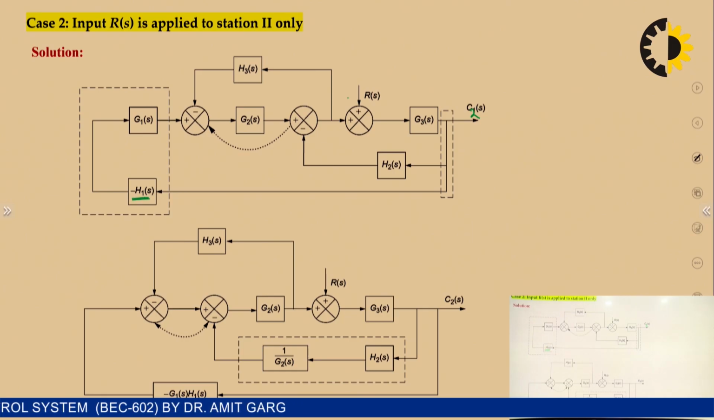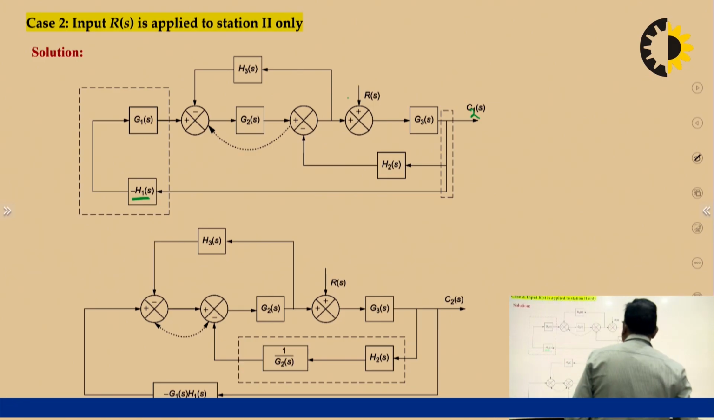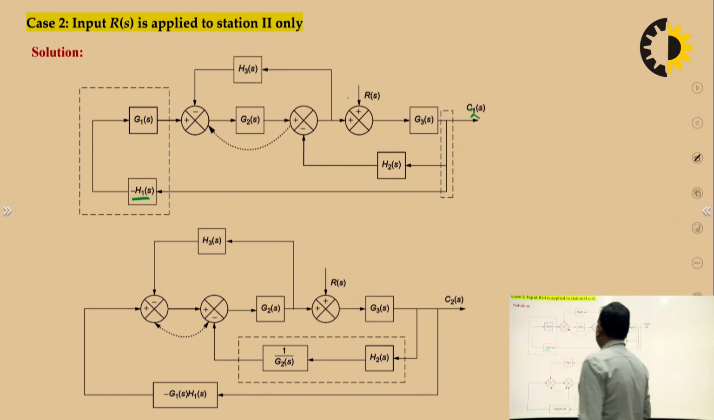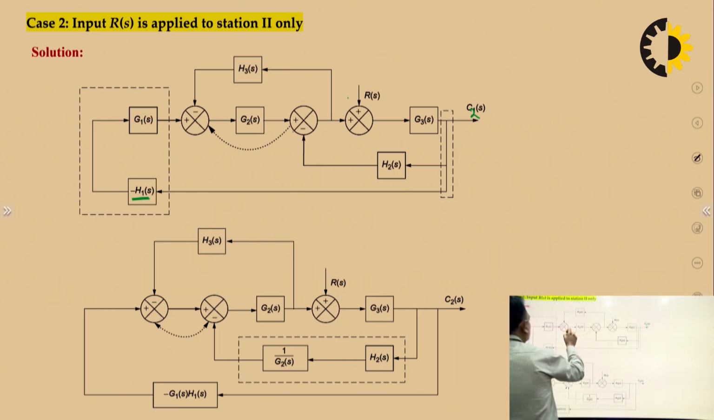Okay, so this is the block diagram for station 2 when the input RS is applied at station 2 only. Now how will we solve it? What we are doing basically is moving this summing point from here to here.